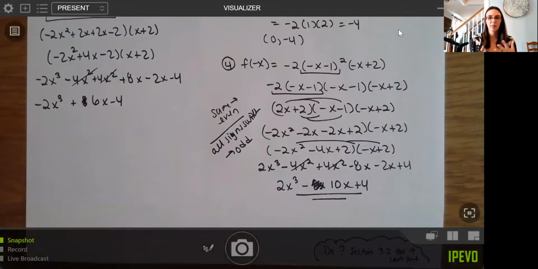So here I'm getting different numbers. I got that 10 in the middle and not the 6. So it's just not quite working. We don't have any sort of symmetry here with the origin or with the y-axis.